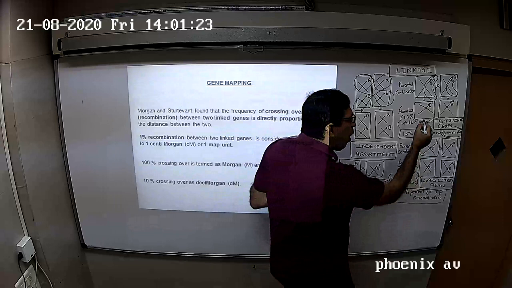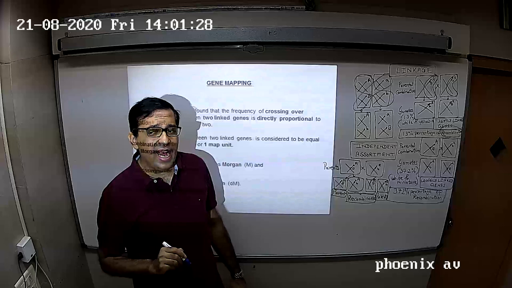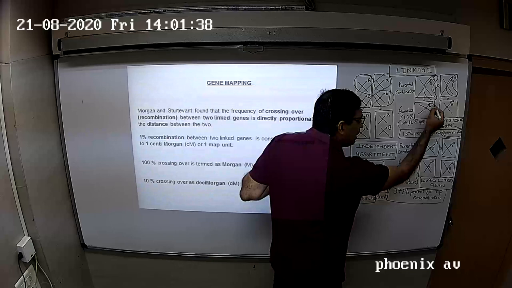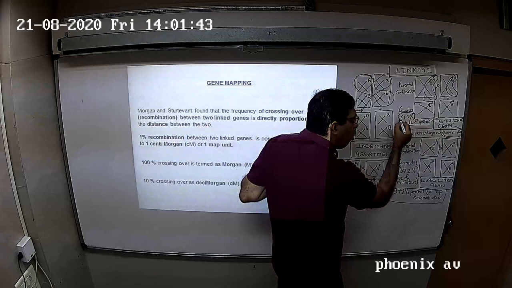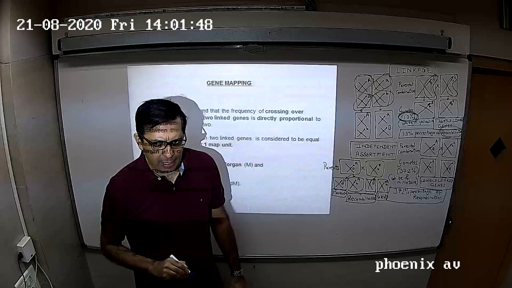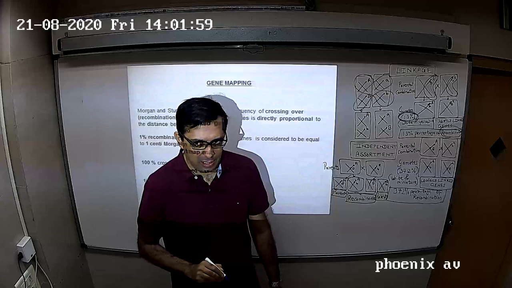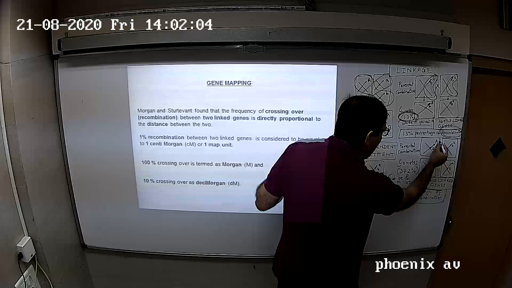If you remember, we had done the Drosophila experiment. In case of white and yellow genes, which are tightly linked, the chances of crossing over is only 1.3%. ये आपने पढ़ा है NCERT में भी. These are called as tightly linked. And what is the percentage of recombination? Only 1.3%.